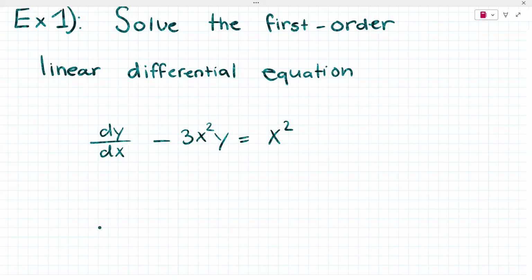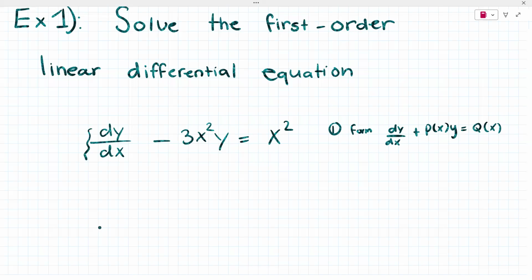So the first step I would do is put it in the form of dy/dx plus p(x) y equals q(x), right? That's the first step. Is it already in that form? Yes, right? You have dy/dx by itself.